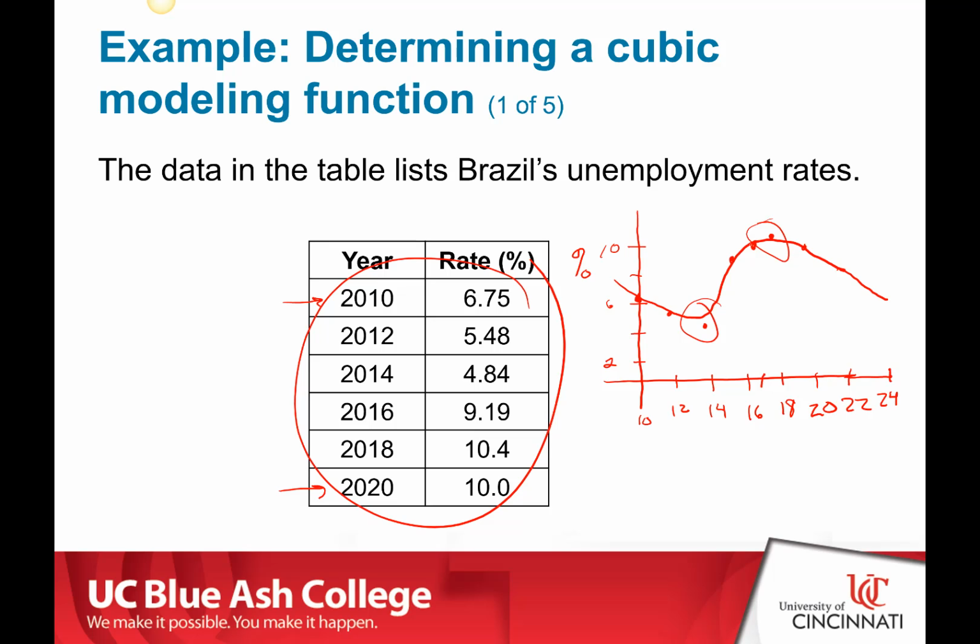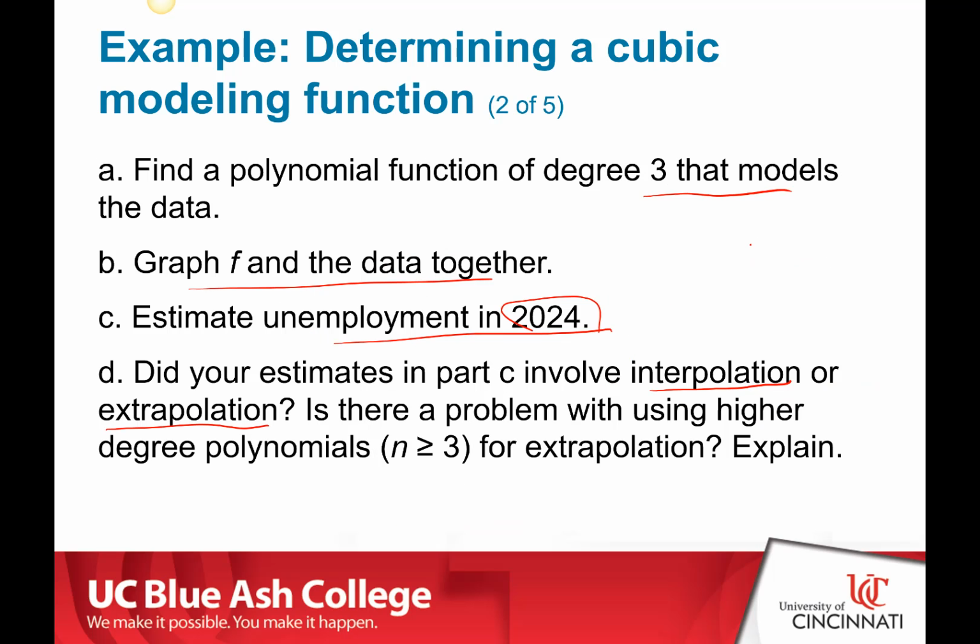That's interpolating. When you go outside of the graph, outside of the data, extra means outside of, like extraterrestrial life, right? It's life from out beyond. So the extrapolation means do something from outside. That would be something like 2024 where we're guessing where things are going to go.